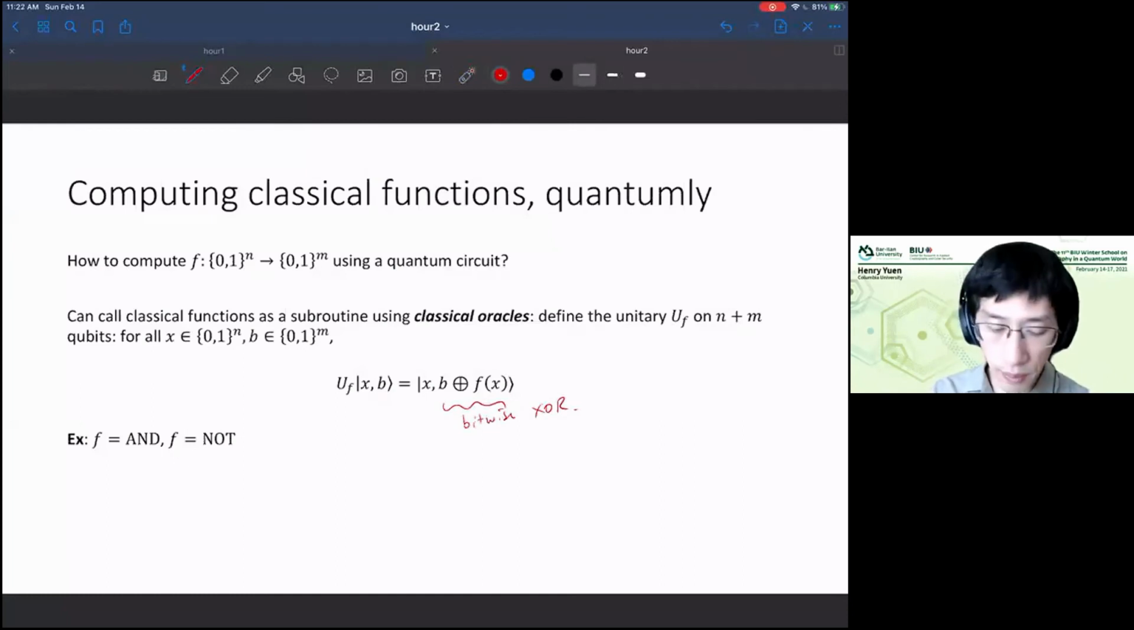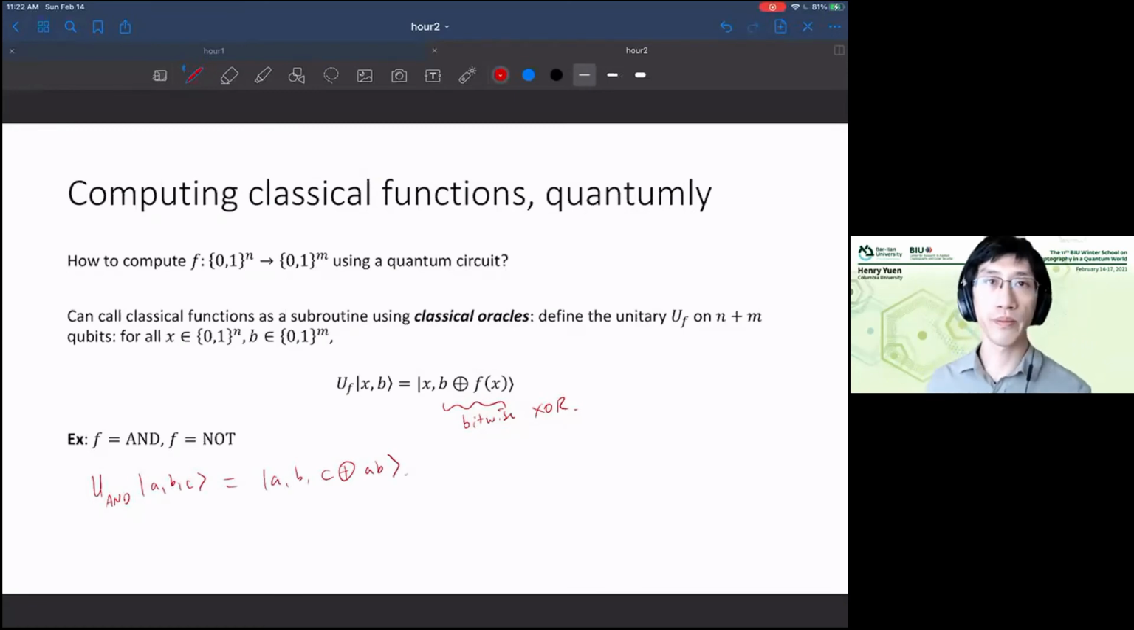All right. So just to give a simple example, let's say f is the AND function, so it maps 2 bits to 1 bit. So the classical oracle corresponding to this AND function, let's say we have bits A, B, and C. It leaves the first 2 bits alone, but then XORs the AND of A and B into this last register. Right? And then you can similarly compute what happens for the NOT gate. This NOT gate, if you think about it, this is something we've seen before. This is just the CNOT unitary.